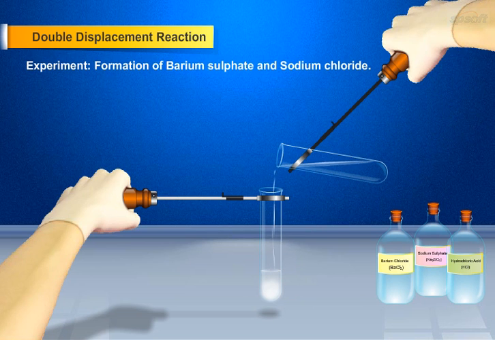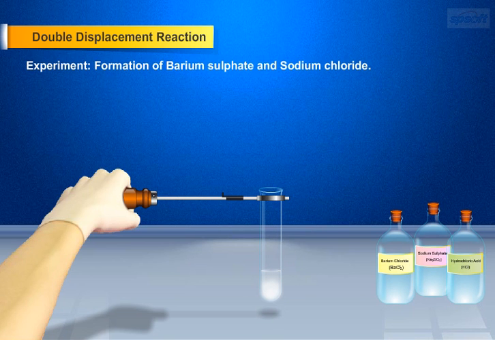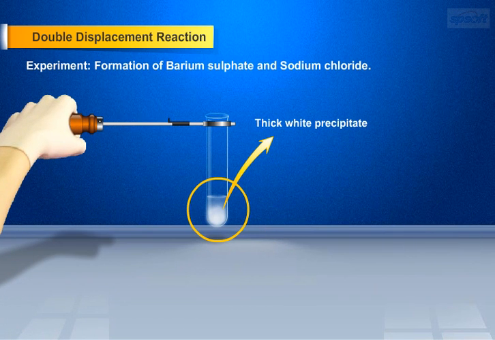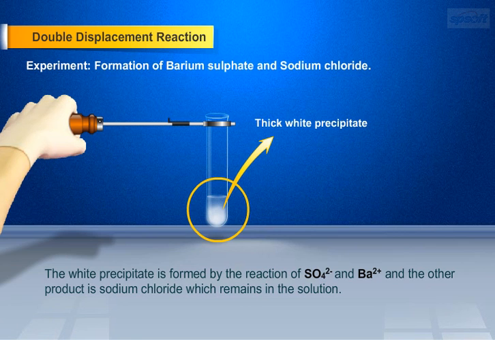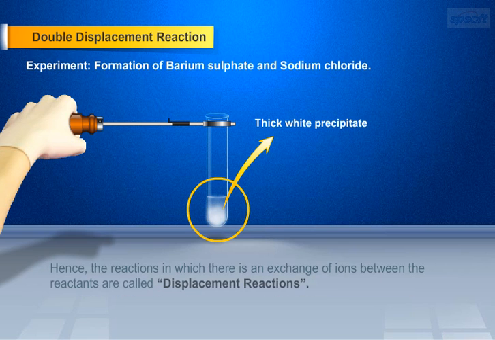Test the solution with dilute HCl, or dilute HNO3, or dilute H2SO4. What do you observe? If the reaction mixture is treated separately with dilute HCl, or dilute HNO3, or dilute H2SO4, we observe that the white precipitate does not dissolve. Conclusion of this experiment is: the white precipitate is called barium sulfate. The white precipitate is formed by the reaction of sulfate and barium, and the other product, sodium chloride, remains in the solution. Hence, the reactions in which there is an exchange of ions between the reactants are called displacement reactions.